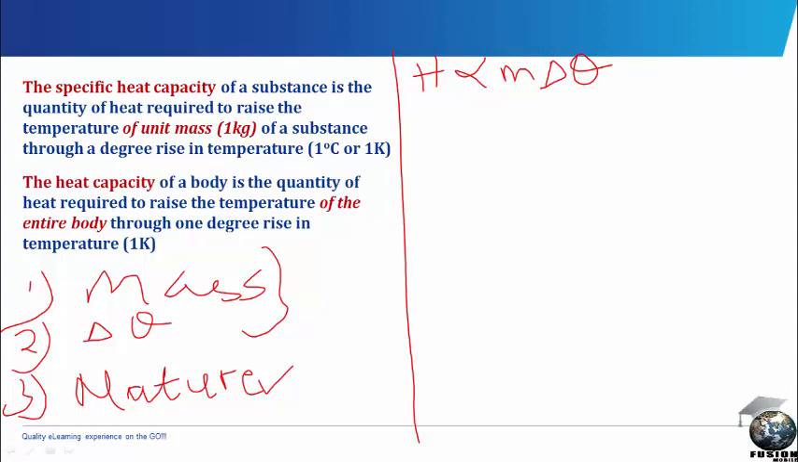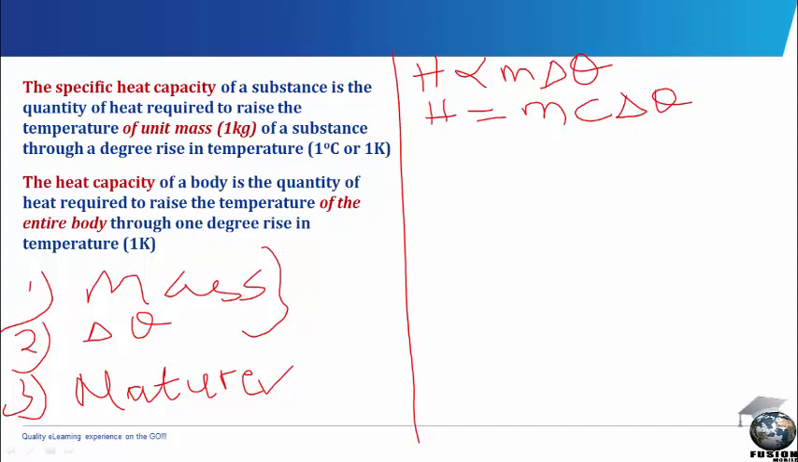And since the proportionality sign there is a dummy sign, we have to bring in an equivalent, which now will introduce a constant. So we'll say that heat is equal to mc delta theta, where c is a constant known as specific heat capacity. What did I call it? I said specific heat capacity.